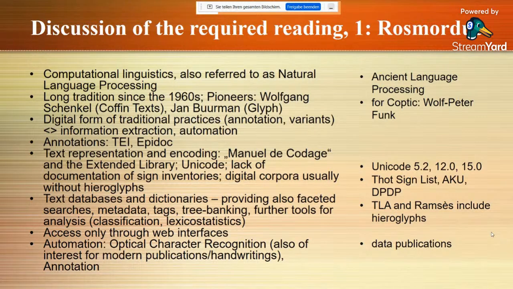Then he points out that there actually is a long tradition of doing Egyptology with computers, and he names Wolfgang Schenkel and his Coffin Text project, and Jan Buurman with Glyph, which became Glyph for Windows, or WinGlyph as we usually call it. And they started very early. So Wolfgang Schenkel started in the late 60s, and his data is now at the Thesaurus Linguae Aegyptiae and will be made available soon for the public. They are very complex encodings on all layers, like hieroglyphic, sign function encoding up to syntax. It's really nice. We are happy to have that.